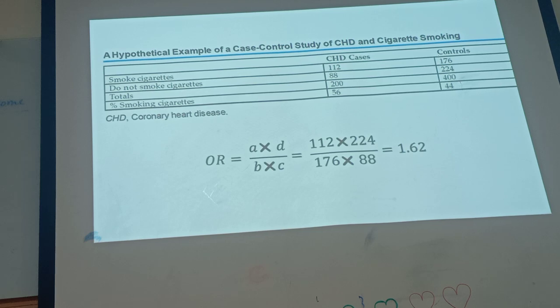So again, our interest is to see if exposure has any effect on the outcome or not. So we interpreted that cigarette smoking has an effect on coronary heart disease. How much is it? 1.6.